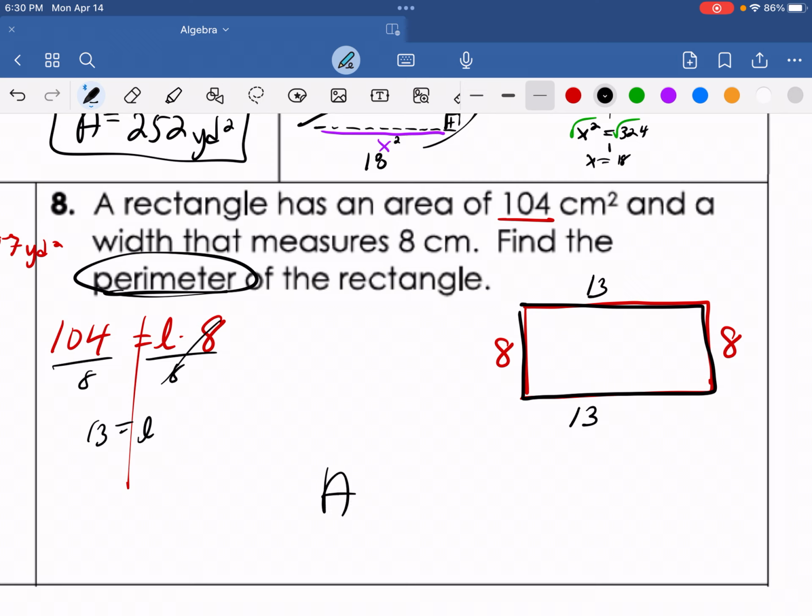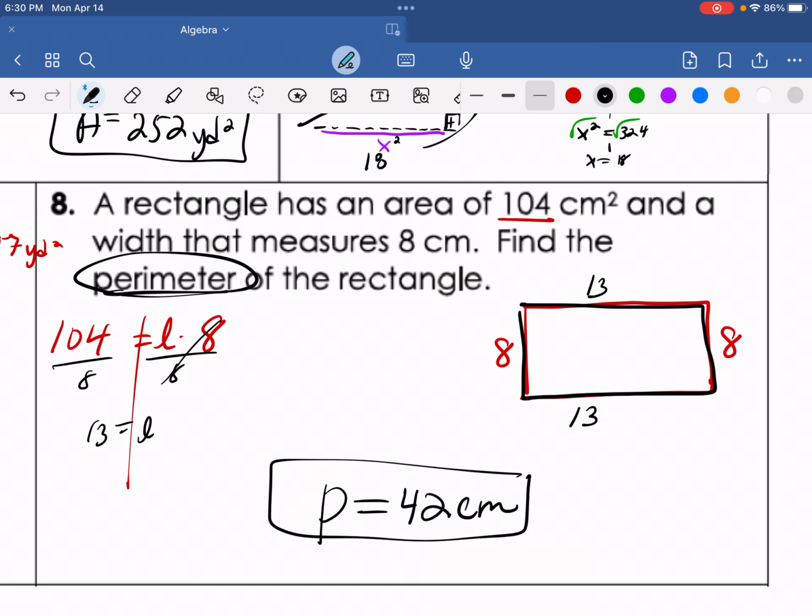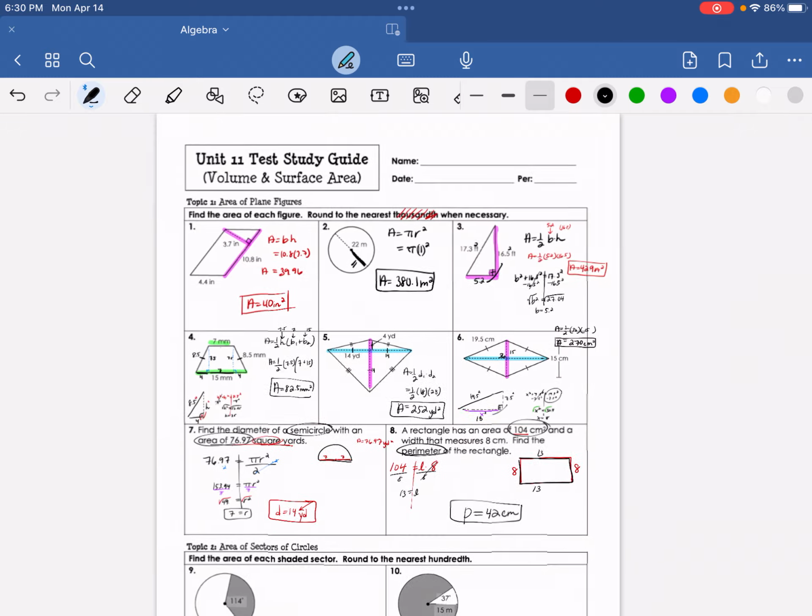And the answer would be 40, whoops, not A. Perimeter equals 42, and that would be centimeters. It is not squared because it's not area. This one is squared because it's area, but that one's not.